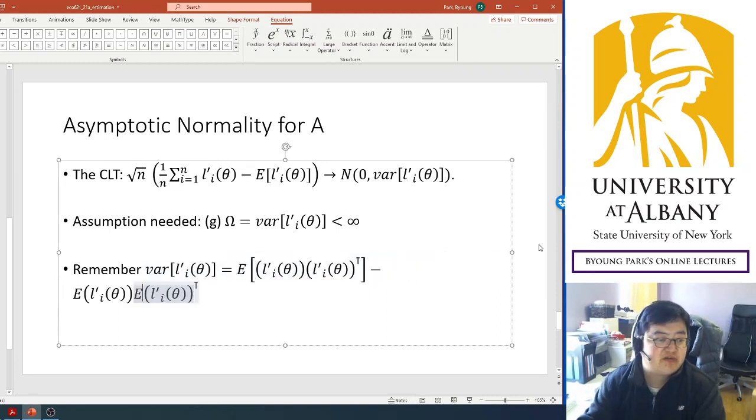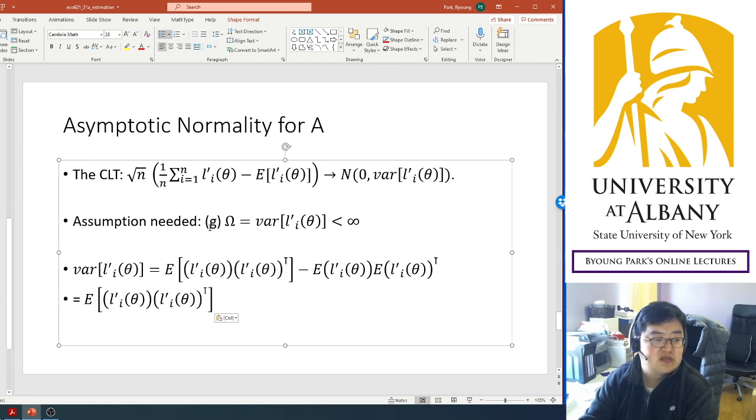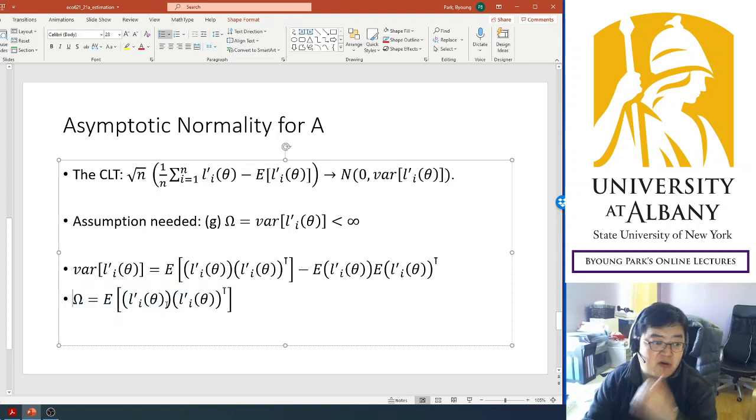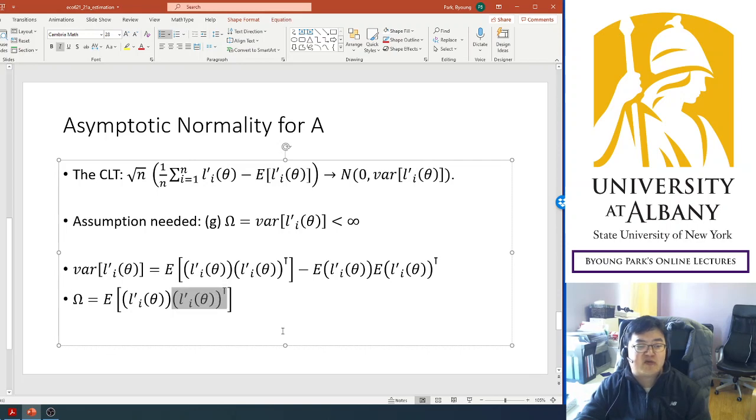You may remember, this is the definition of variance: this expectation minus this, and as you can see, this part is 0. So this is 0, this is 0. Transpose does not matter. So in the end, it equals to this. Therefore, you can say that omega is this. Maybe this is a better representation. So anyhow, omega can be written in this way, L prime and L prime transpose. The reason why I try to distinguish the differentiation and transpose is because we have to use two notations at the same time. So I intentionally use a different notation for transpose.